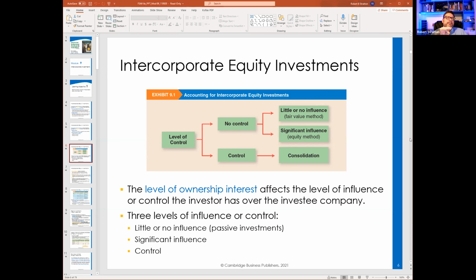There really aren't defined levels where these different levels of control trigger. The book says up to 20% is little or no influence, 20 to 50% is significant influence, and over 50% is control, but that's just a guideline. Just because you have 49% doesn't mean you don't have full control of the company. If there are other legal agreements, or other ways that you have influence in that company, that might put you over into full control.